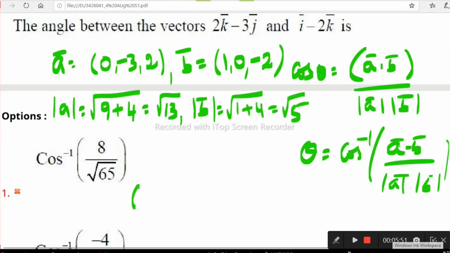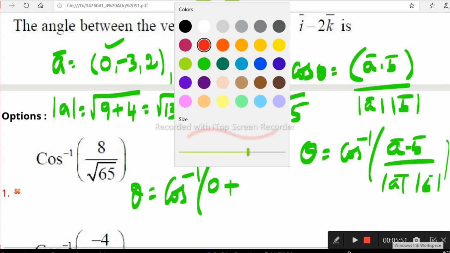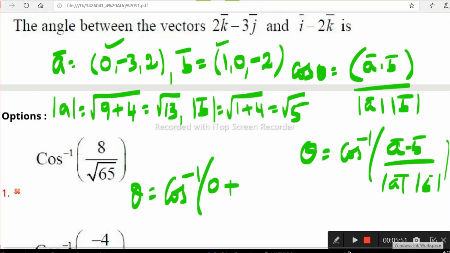What is given here? Theta is equal to cos inverse of a dot b. A dot b means a1 b1 plus a2 b2 plus a3 b3. 0 into 1 is 0, plus minus 3 into 0 is 0, then plus 2 into minus 2 is minus 4.